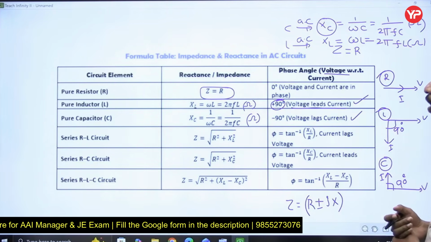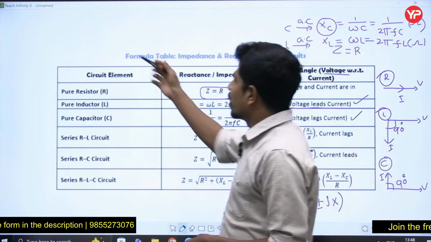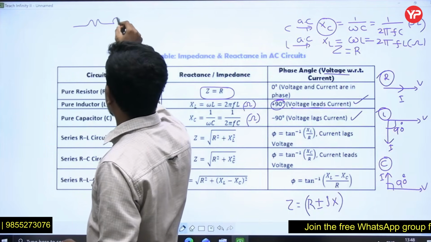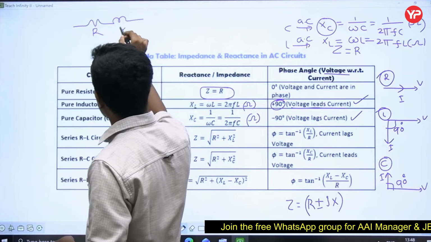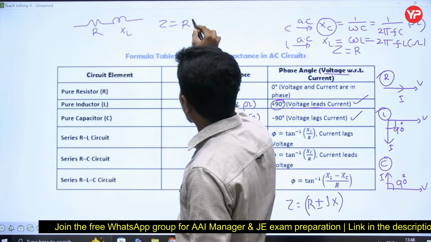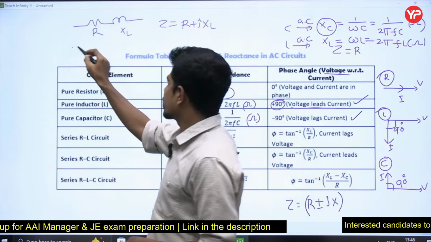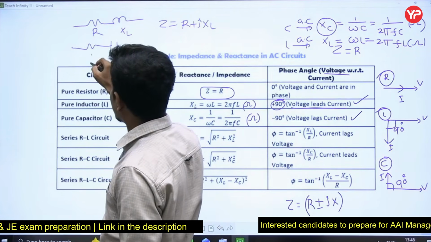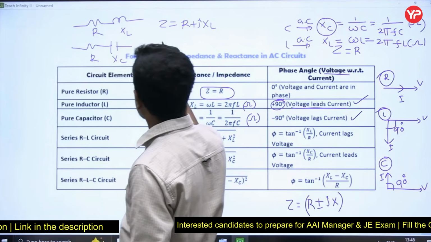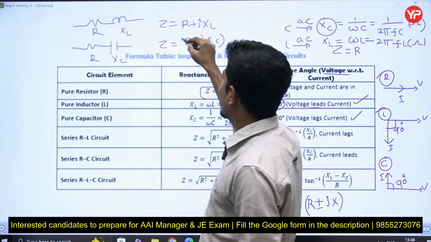Now I wanted the series RL circuit. What is a series RL circuit? If I take some resistance and reactance in series, this is R, this is XL, but it has some phase angle difference. Z is equal to R plus jXL. For resistance and capacitance, if I take R and this is XC, now Z is going to be R minus jXC. Do remember.